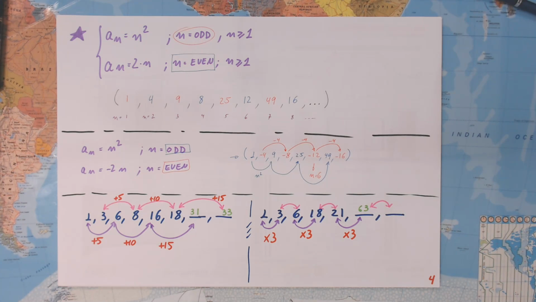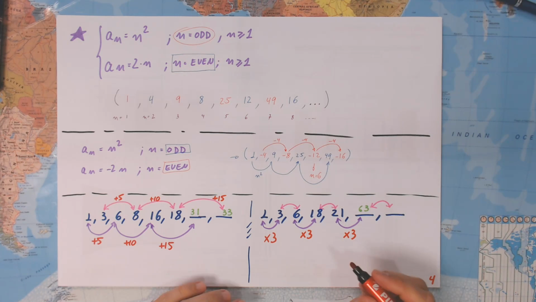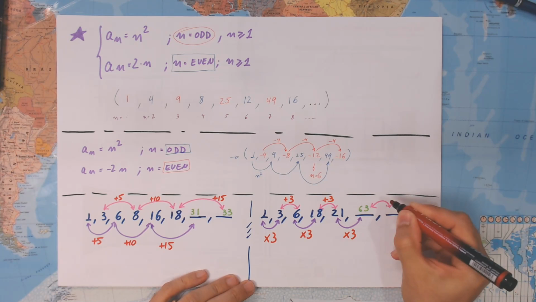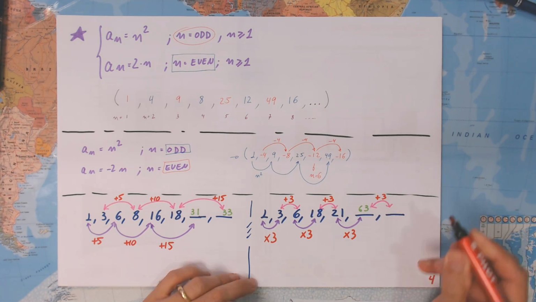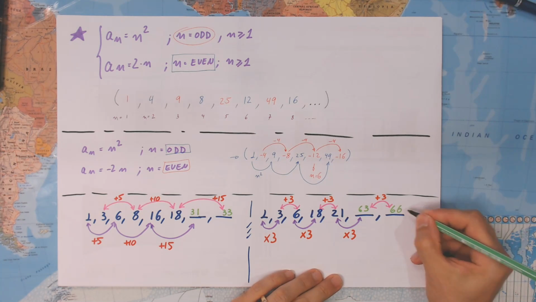Now, what is going on here? 3 to 6, 18 to 21. This is a plus 3, isn't it? Plus 3, plus 3, plus 3. Therefore, this should be a 66.